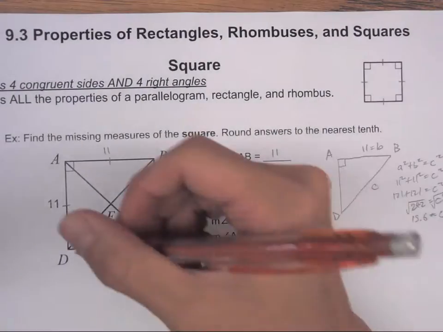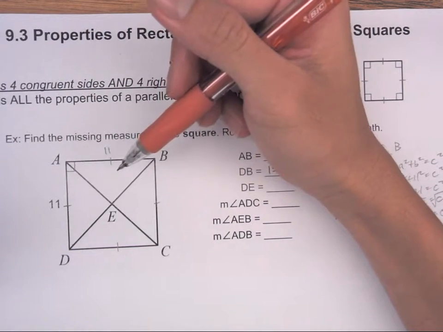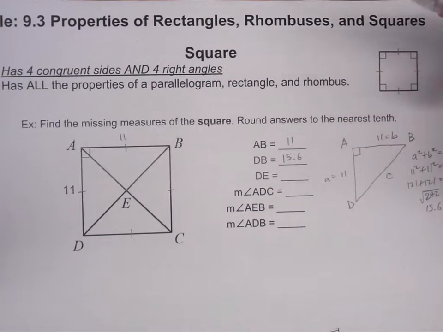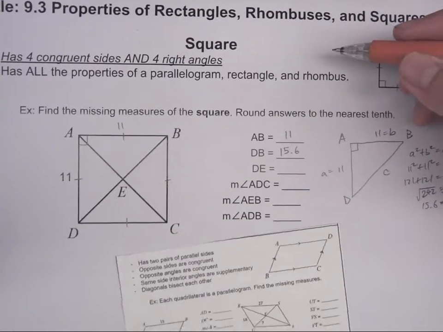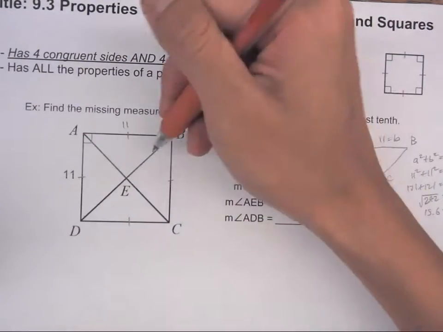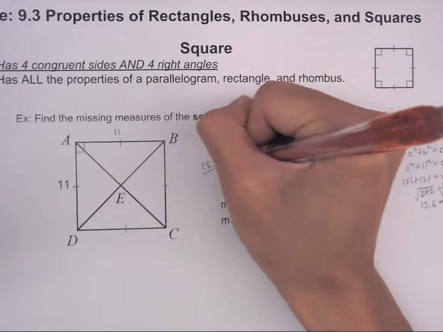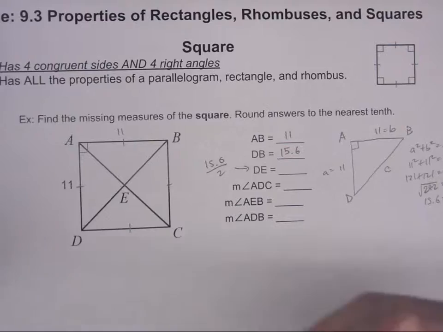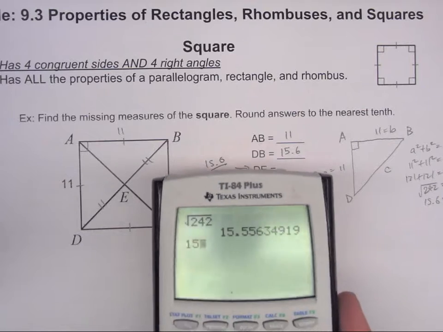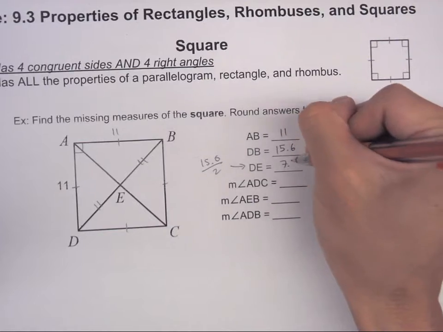Okay. So if we know that this whole length is 15.6, what we know from earlier is that since a square is also a parallelogram, the diagonals bisect each other. So that means if DB is 15.6, DE can be solved by just going 15.6 divided by 2. So that means this segment is the same as that one. So if I do that, 15.6 divided by 2, 7.8. Okay, so that means DE is 7.8.